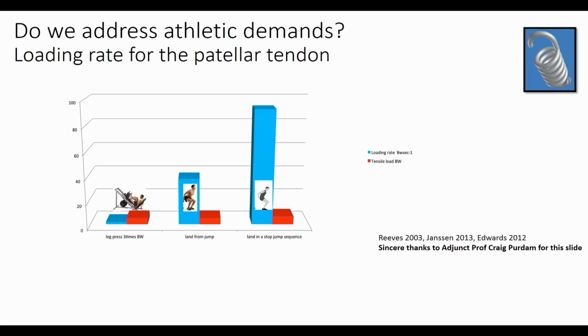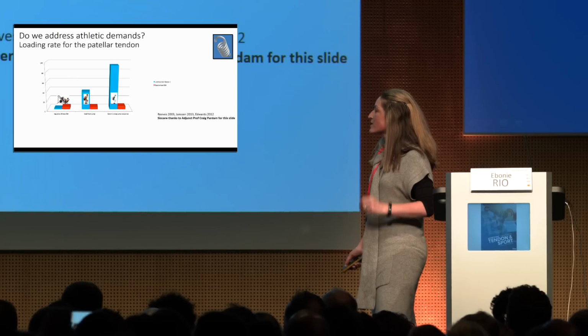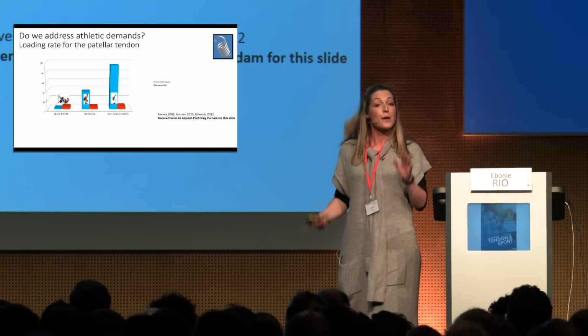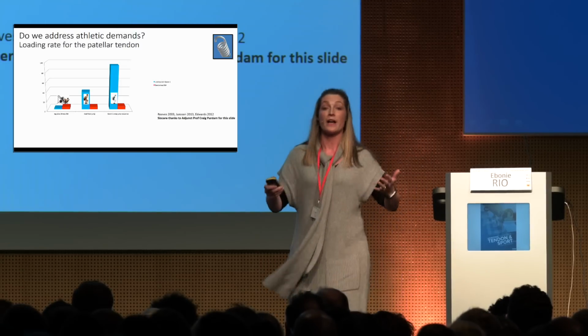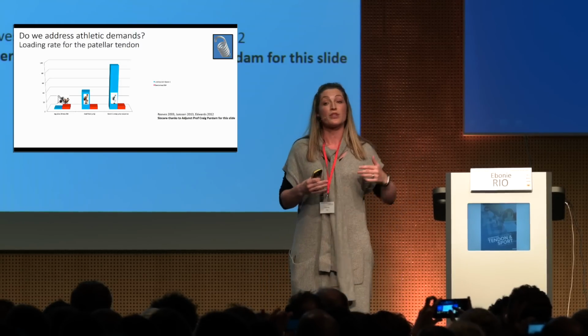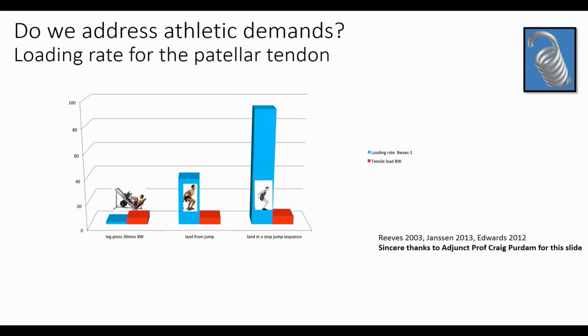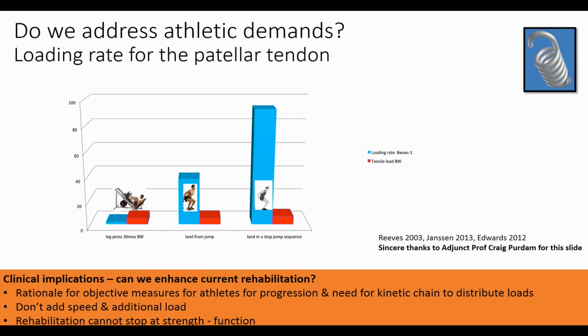So this wonderful slide that Craig Purdon put together, we're showing you several times because there's so many great clinical messages from this. If you do a leg press, a double leg press, and then you land from a jump, and then you land in a stop jump sequence, which is when you approach a volleyball net, what you see is that the tensile load on the patellar tendon, which is in red, is actually quite similar through those activities. But as you add speed, you increase that rate of loading substantially.